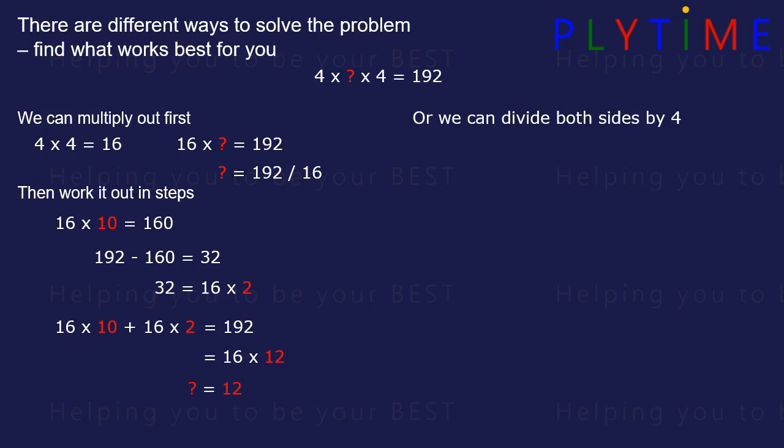Or we could have worked this out a different way. We could start by dividing both sides by 4. Something times 4 equals 192 divided by 4. Let's do that in our short division. 1 divided by 4 is 0, with a remainder of 1. Now we have 19 divided by 4. 4 fours are 16, so it's 4 with a remainder of 3.